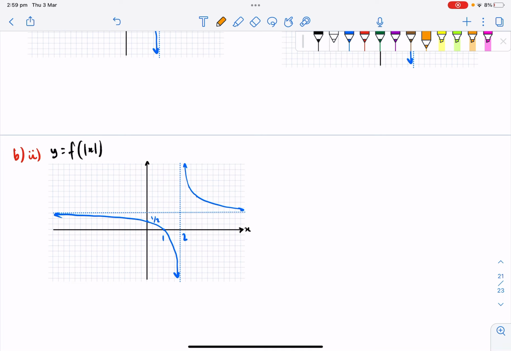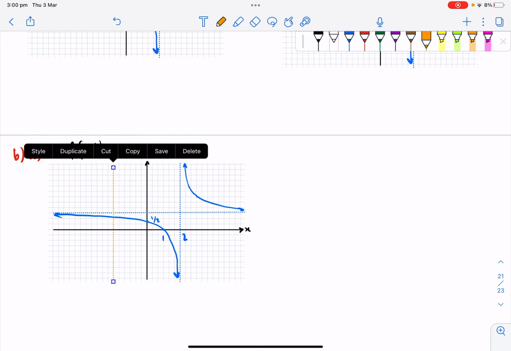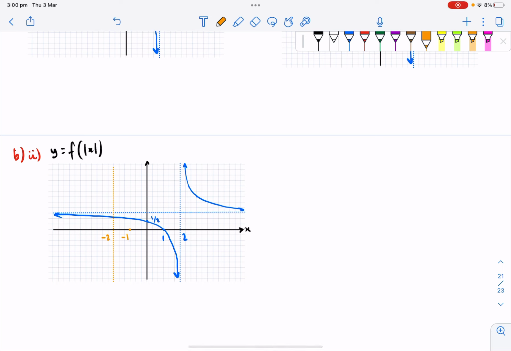I've got to reflect the asymptote. So let's bring in the asymptote here. So now this would be at -2. I'll have an intercept at -1. So again, we're going to keep all of this. We've also got half happening, yep. So we're going to keep all of this. So this time we keep the right side. And then I have to do an exact replica of the right side here.